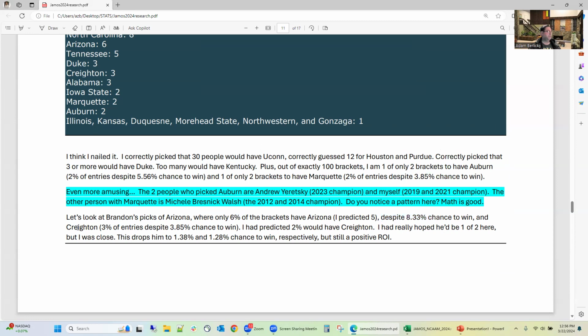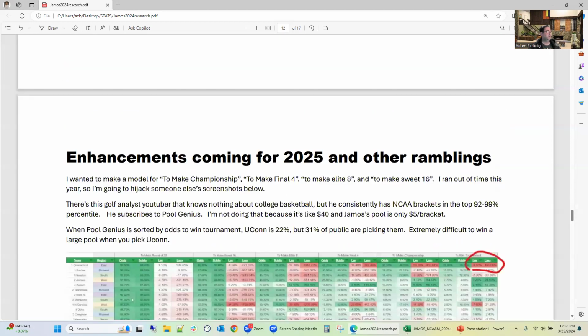And he's slightly favored with he picked Creighton. Three of the 100 brackets had Creighton, and there's a 3.85% chance to win. So slightly good. It would have been better for Brandon if there was only one other person to pick Creighton, but unfortunately 2 other people picked Creighton. But it's still positive return on investment, ROI they call it.